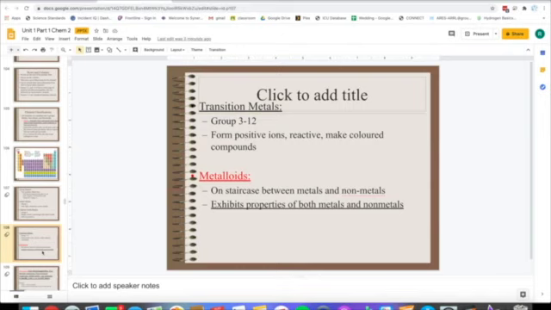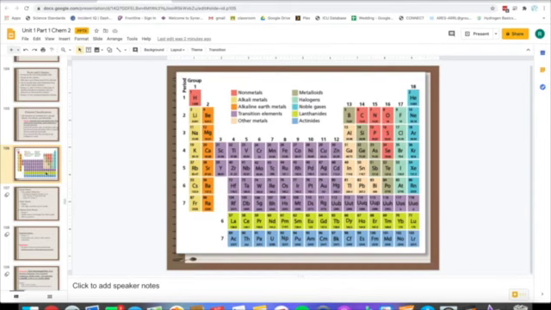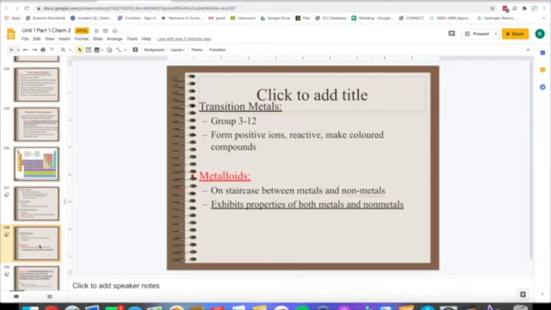Now we're going to move on to metalloids. What you need to know about metalloids is they exhibit properties of both metals and nonmetals, and they are found on a staircase between metals and nonmetals. In this picture, it is the green. You notice it follows a stair step right here, and those are your metalloids. They have some properties of metals and some properties of nonmetals. So you need to make sure you type that out as well.